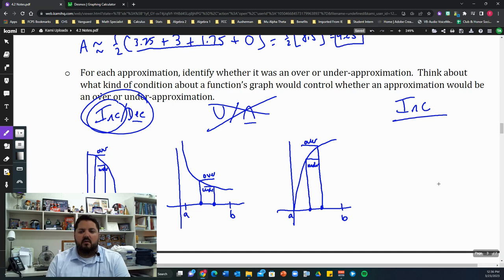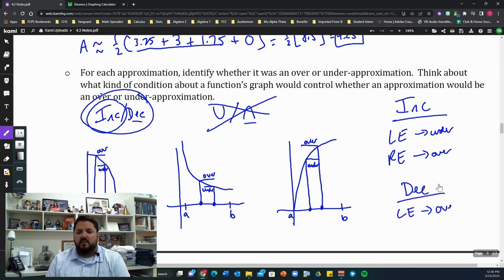When the function increases, like we just had, our left endpoint Riemann sum will produce an under approximation. Right endpoint will make the over. And when I switch it to decreasing, these flip-flop. So a left endpoint will be the over approximation, and the right endpoint will be the under.